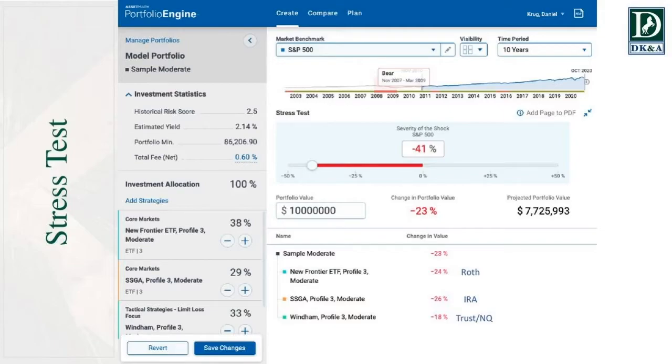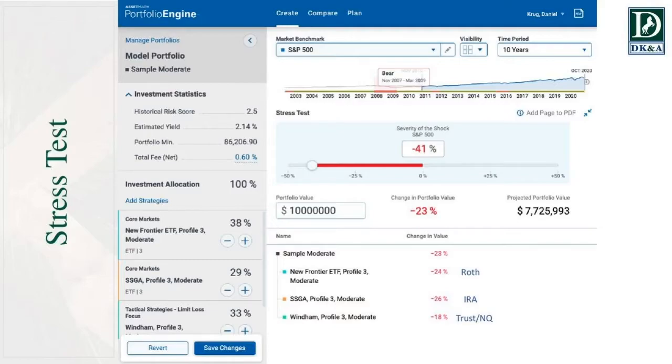Now, let's take this a little step further. This client has a portfolio of $1 million, and it's divided up among the portfolios as 38, 29, and 33%, equaling 100%. Further, the New Frontier portfolio is a Roth portfolio. That portfolio is fully tax-free. That's probably the most valuable portfolio everybody has. Why? Because they don't have to pay any taxes on the growth. That's a good thing. What about the second one?